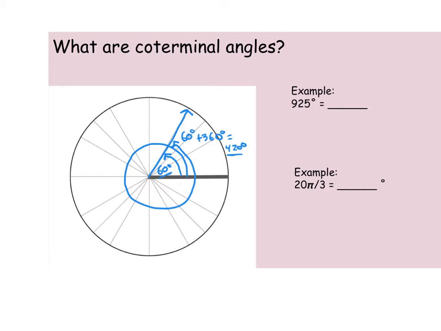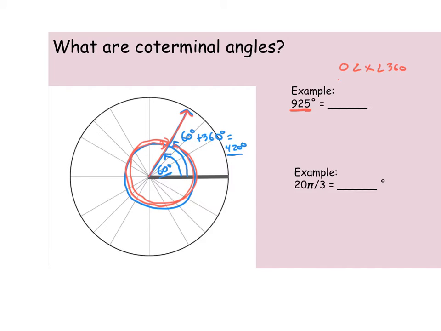So what happens if we start with an angle like 925 degrees? How can I figure out which side or which angle that is coterminal with? Well, really what we're going to do is undo that 925 degrees. In other words, I'm going to go backwards around 360 and then I'll end up in the same place. So if I just keep subtracting 360 until I get to a number between 0 and 360, then that means it will be my coterminal angle.